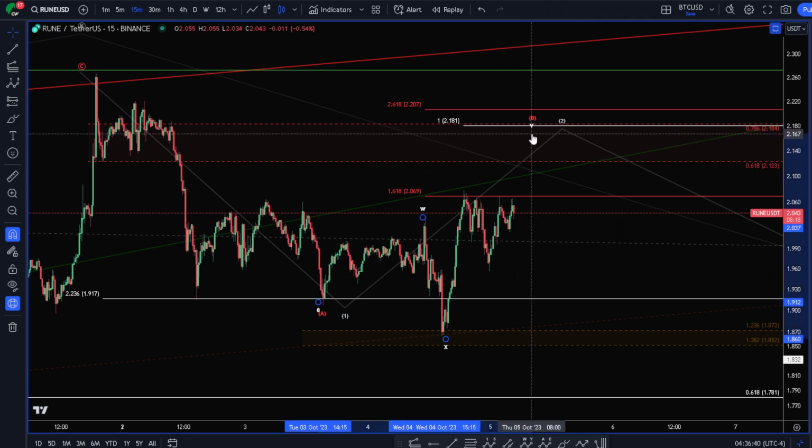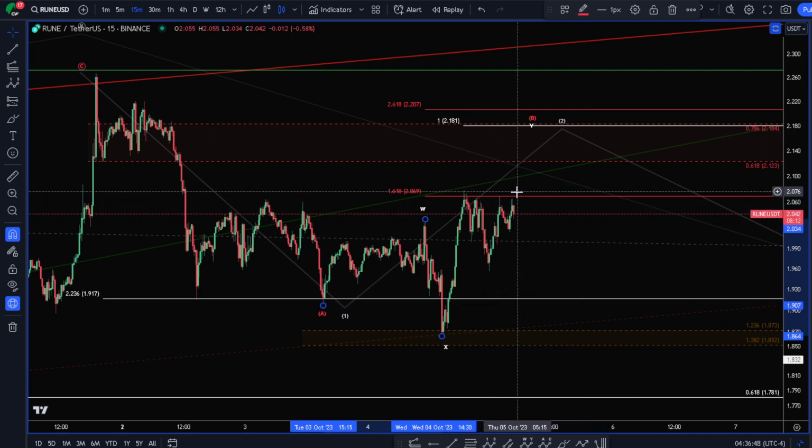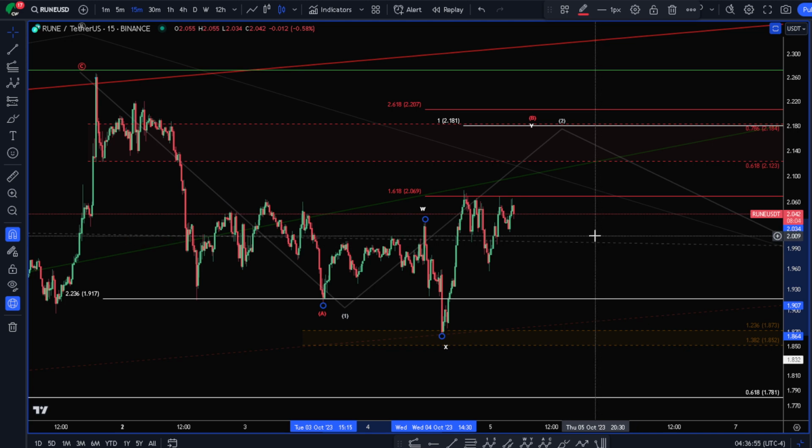Now a couple different issues with this is we're already at our 1.618 extension. Again, we haven't gone above it, but we're getting very close to it. But we can come as high as the 2.618 if need be. Again, out of probability area, but it would be valid there.